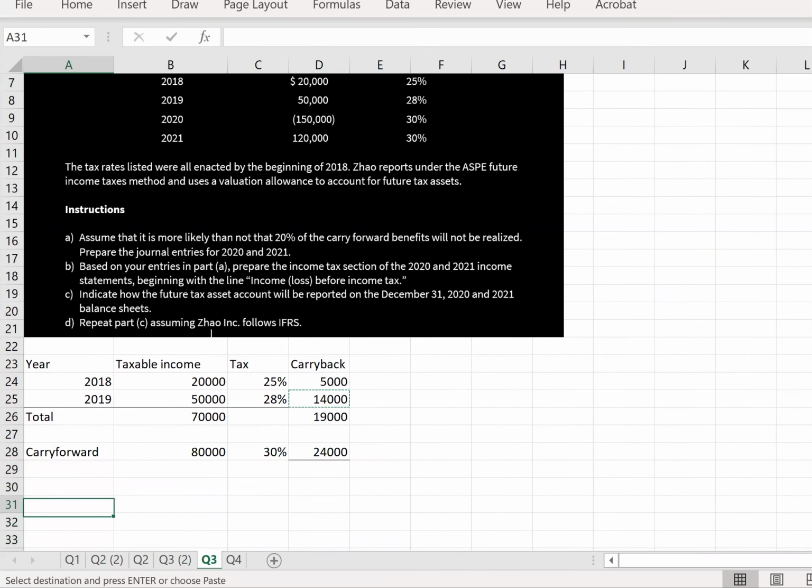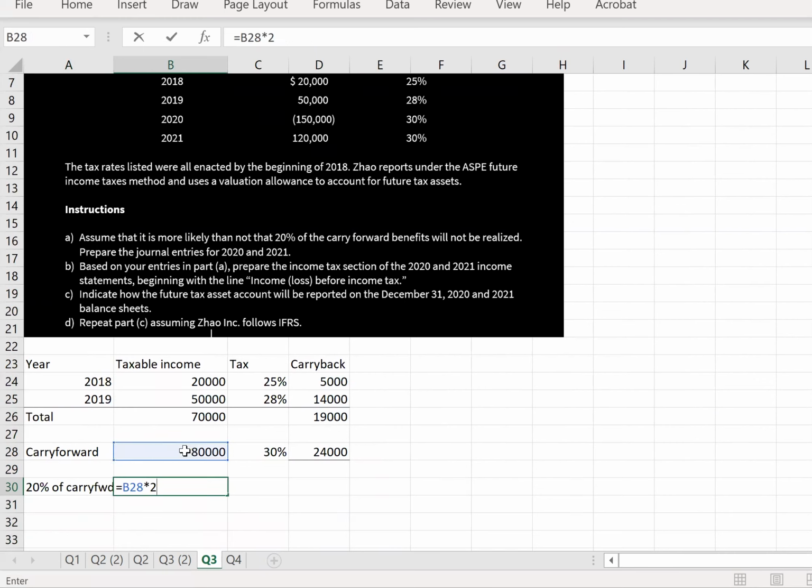And then we're also told in the question, remember in A, it says, assume it is more likely than not that 20% of the carry forward will not be realized. So 20% of carry forward is going to be this amount times 20%. Did I do that right? No, sorry, this amount, the benefit. So it's the 24,000, the actual tax carry forward times 20%. We're assuming that 20% of this amount will not be realized. So we're going to need an allowance for 4,800.